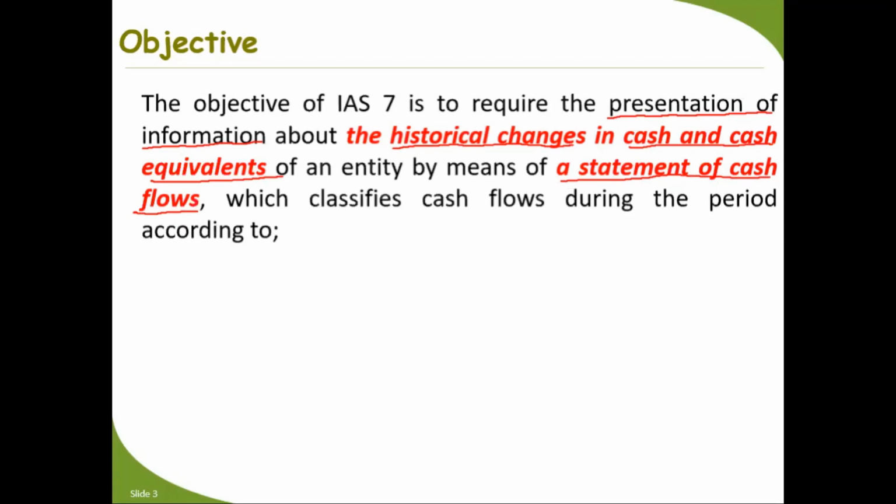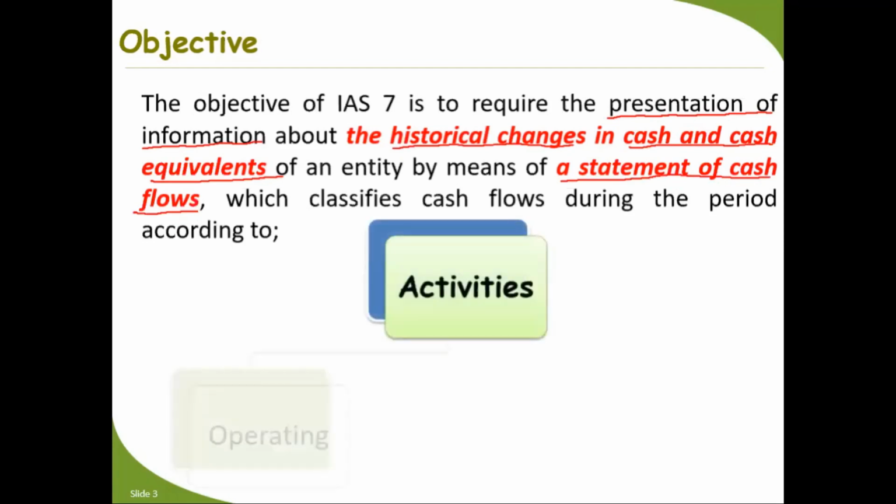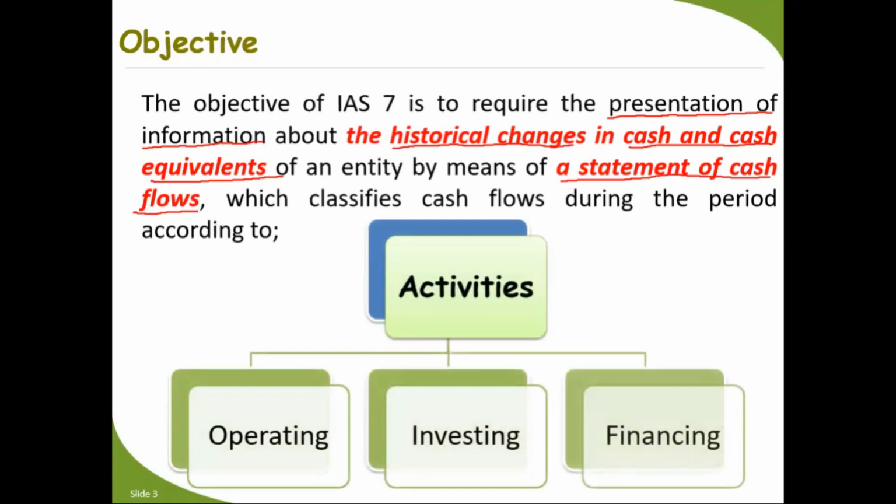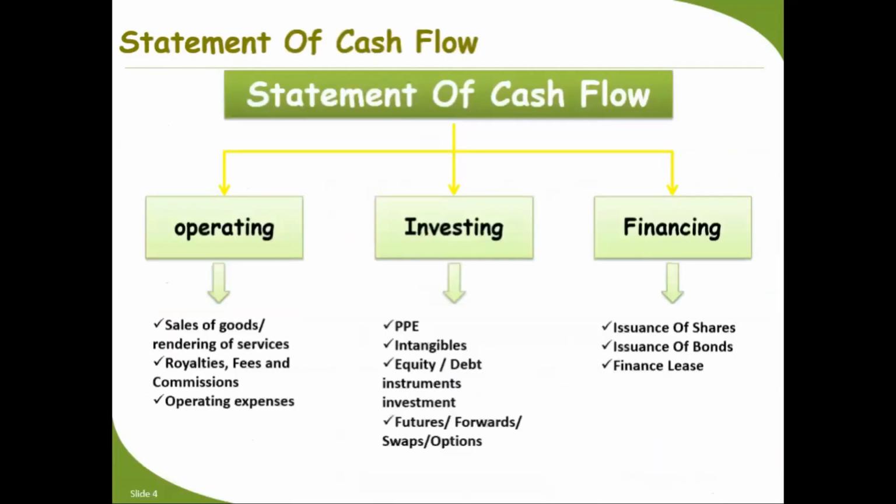These cash flows can be classified according to their activities, which is cash flow from operating activities, cash flow from investing activities, and cash flow from financing activities. So we will bifurcate, we will reclassify our cash flows into three categories: operating activities, investing activities, and financing activities.